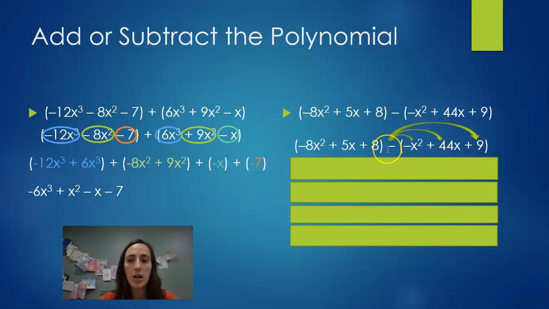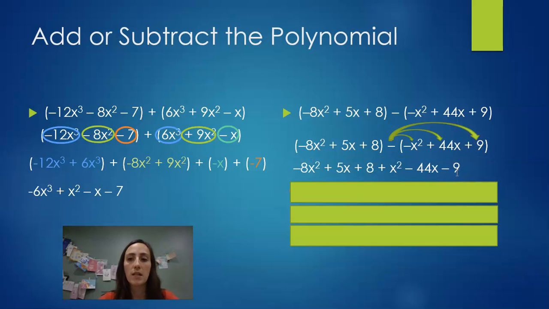So you can see here I'm showing the distribution of my negative to my negative x squared, my negative to my positive 44x, and my negative to my positive 9. That's going to change this now to become the addition problem. Negative 8x squared plus 5x plus 8. Notice I didn't change anything here. Now plus x squared minus 44x minus 9.